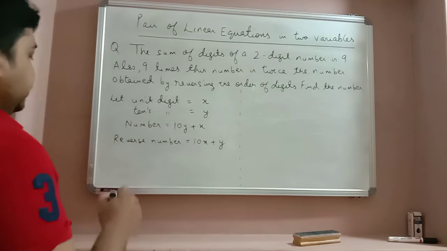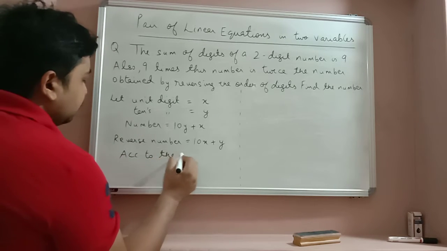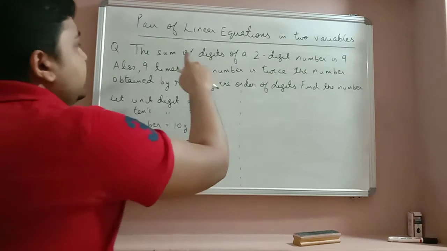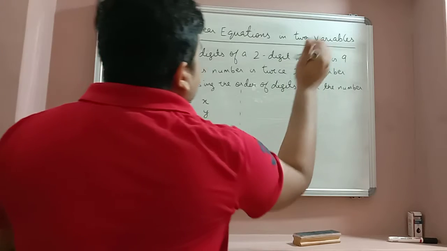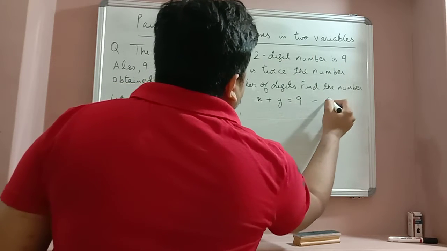Now, according to the question, the question says two things. One is that the sum of the digits of the two-digit number is 9. It simply implies that x plus y is 9. This is our equation number 1.